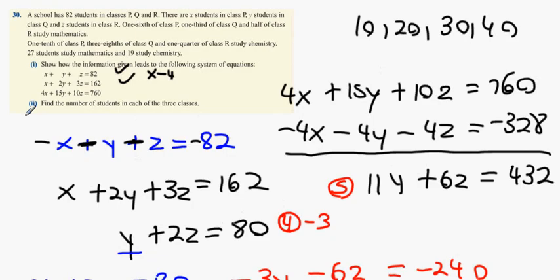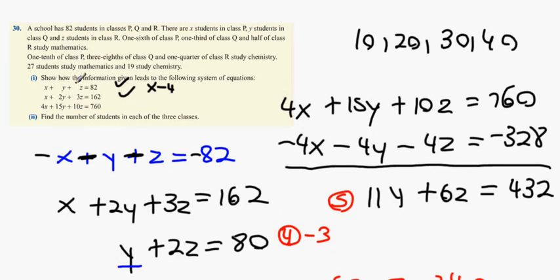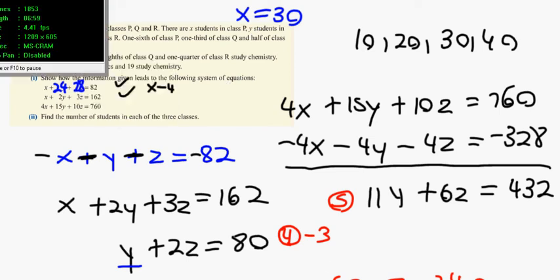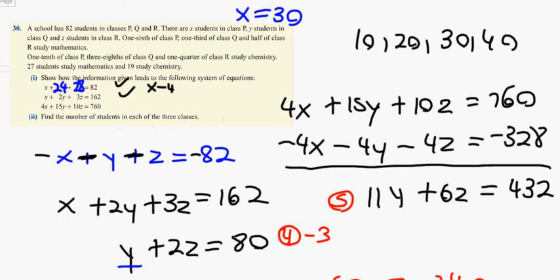Go back to the top, replace z with 28, replace y with 24. That makes 52. Therefore x has to be 30. X is 30 because y is 24 and z is 28. Okay, any questions? Next question. 33.